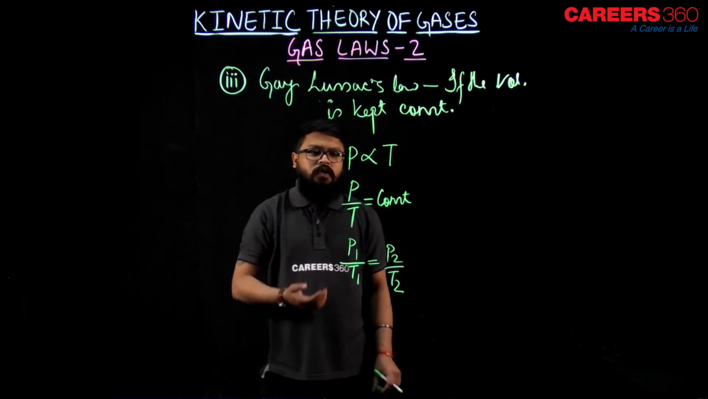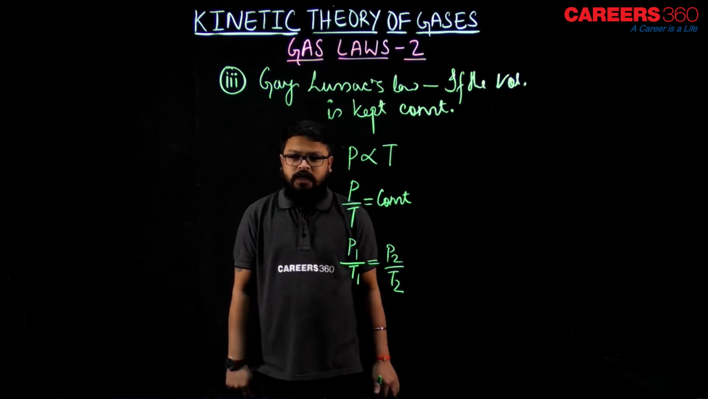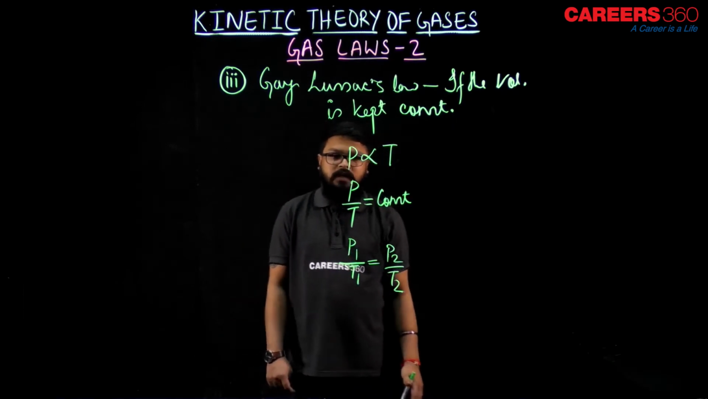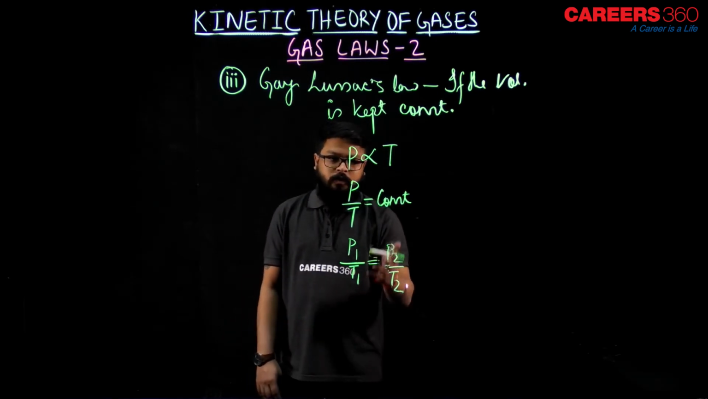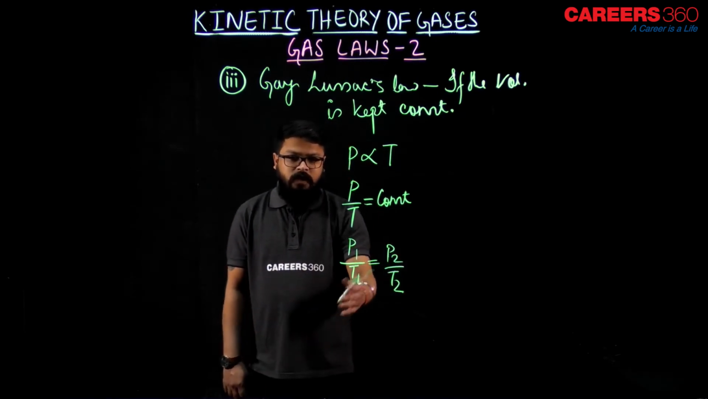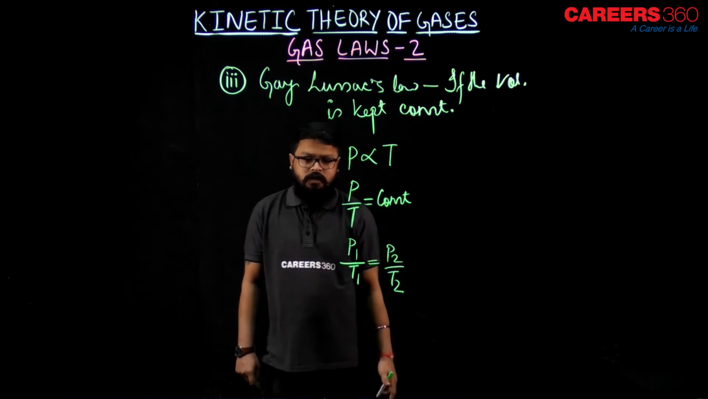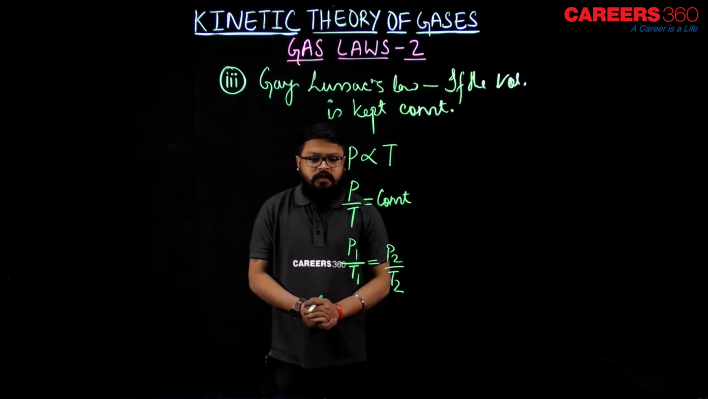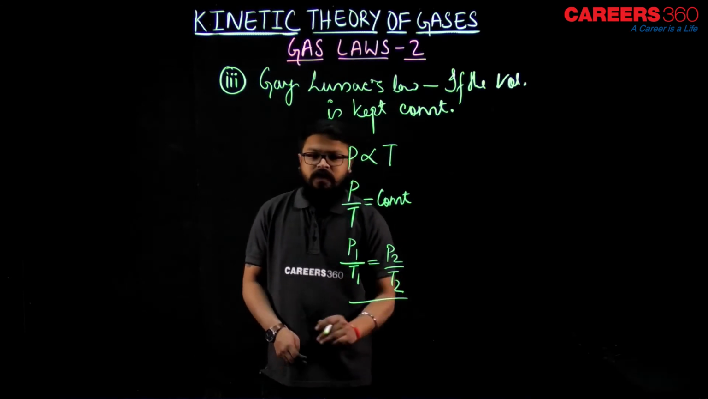So from this relation, what do we get? Since P is proportional to T, P upon T equals constant, removing the proportional sign and putting a proportionality constant. So P upon T equals constant, or P1 upon T1 equals P2 upon T2, at two different temperatures, two different pressures.